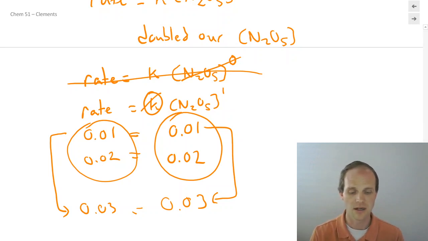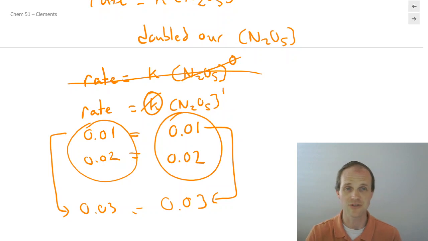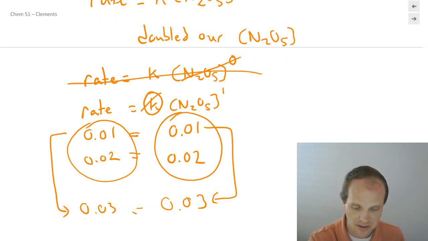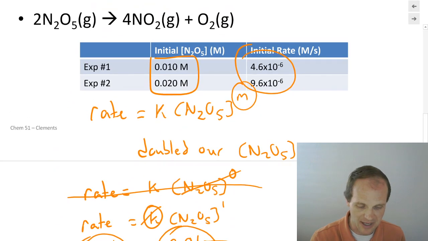When a reaction has a rate law that's first order in something, if you double the concentration, the rate should double. If you triple the concentration, the rate should triple. If you quadruple the concentration, the rate should quadruple. If you take the concentration down by half, the rate should go down by half. The same thing happens to rate as happens to concentration. That is what first order looks like. Okay, so is that what we had happen here?